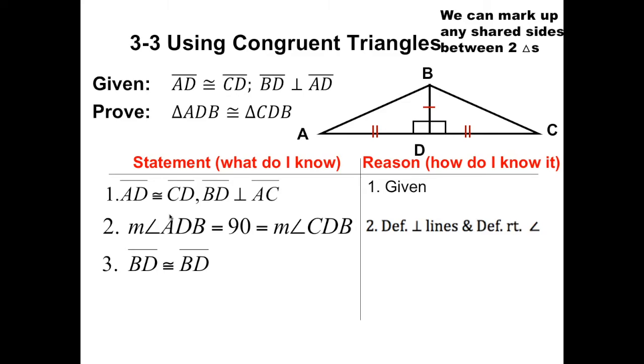All right, step 3, BD is congruent to BD, and we know that because of what reason? Guys, we just did it in part 1 of today's class. You're all shouting it out. Thank you very much. Well done. That's the reflexive property of congruence. We're good to go. Okay.